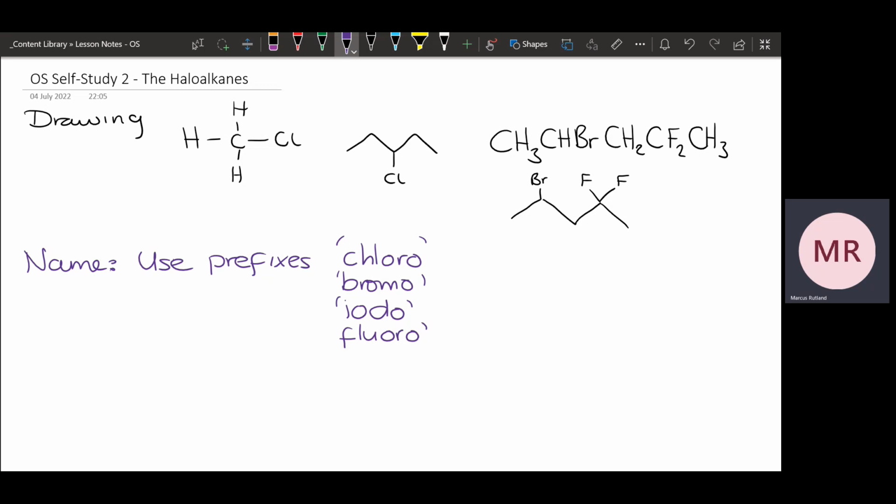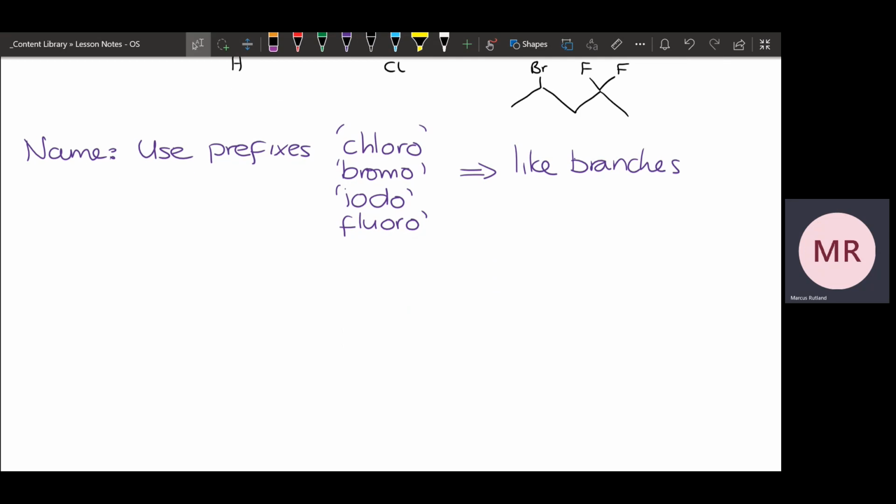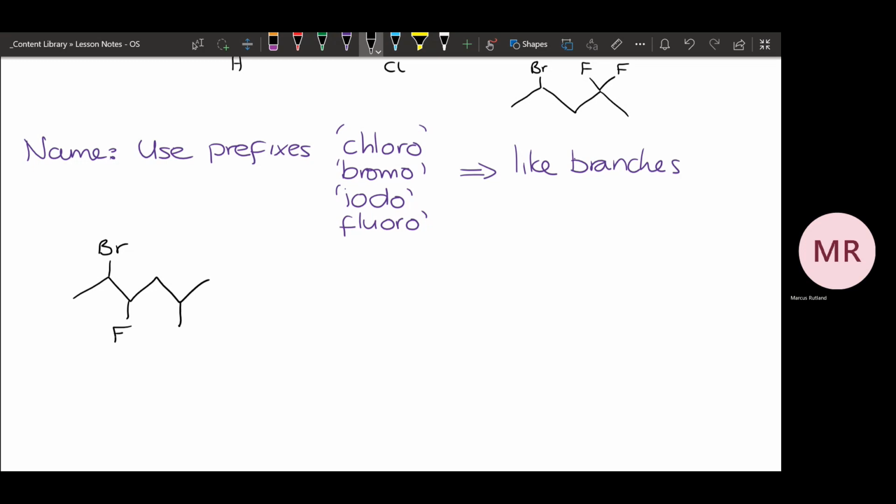And so those go in front of the name like branches, where you've written methyl and ethyl in front before. So I'll give you a couple of examples, then we'll have some to try. So we have this molecule, and let's put a Br here, an F here, and that there. So this one, if you look at the carbon chain, we've got 1, 2, 3, 4, 5, 6 carbons. So it's going to be hexane.